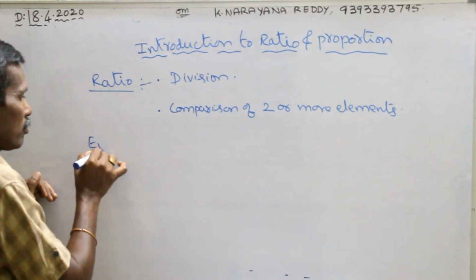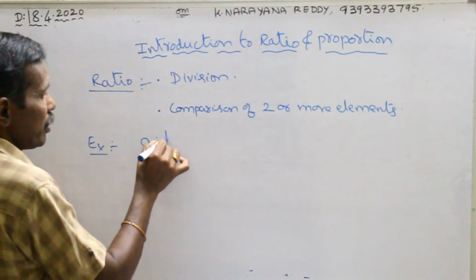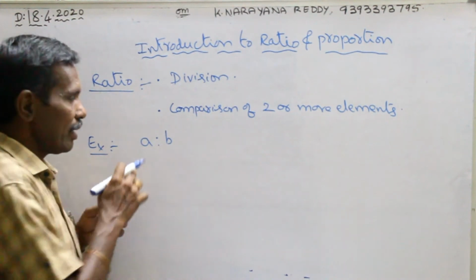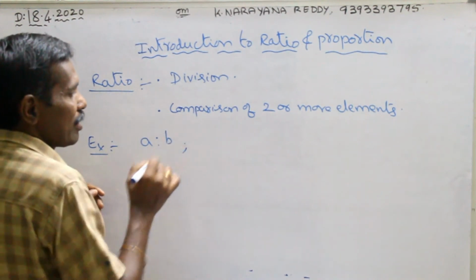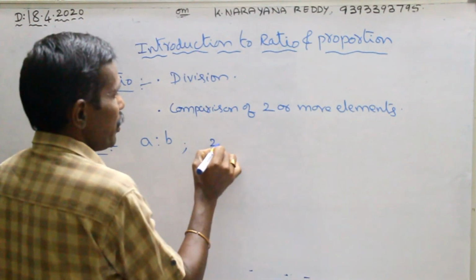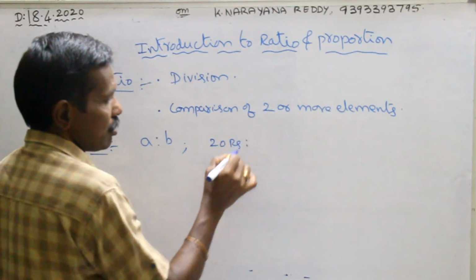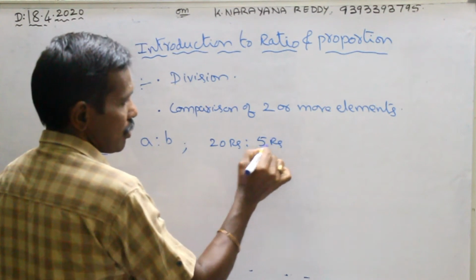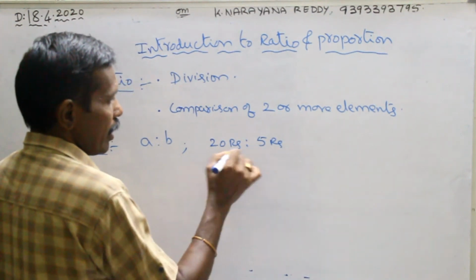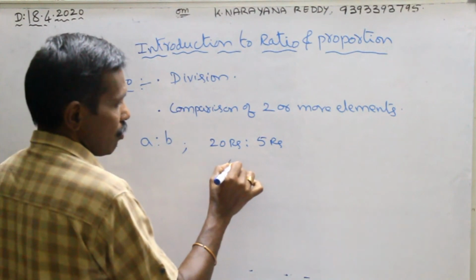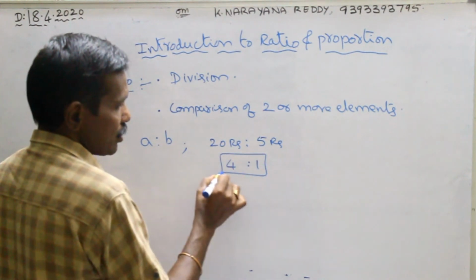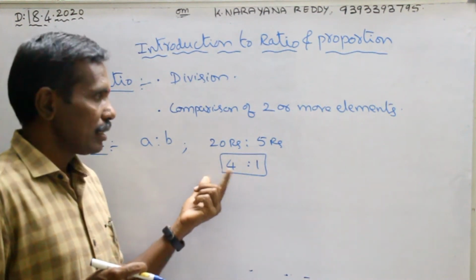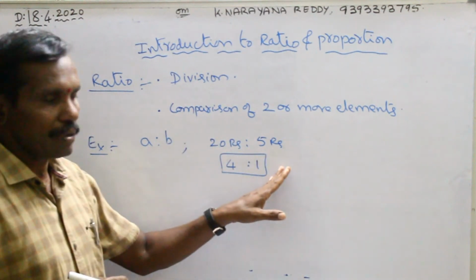Example. A is to B. We are comparing A with B. For example, 20 rupees is to, which is denoted as is to, some 5 rupees. What is the ratio? Divided by 5 on both sides. 4 is to 1. This is the ratio. Comparison. We are comparing. So 1 rupee equals to 4 rupees. For example, this is comparison. So comparison of two or more elements, which is division.